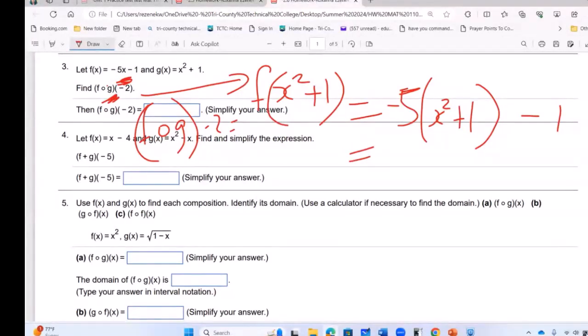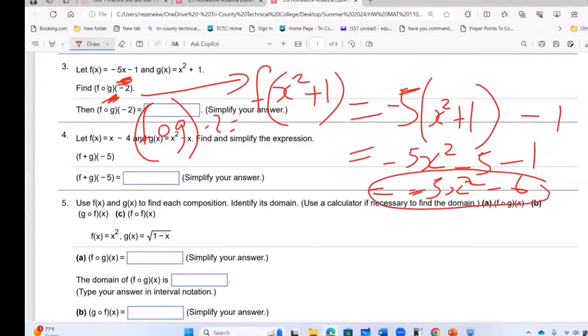I'm going to tidy up what I just did. I'll distribute -5 into the parentheses, minus 5x squared. -5 multiply 1, I have -5. Then there's a -1 outside. Collect like terms together. I have -5x squared minus 6. Therefore, f composed of g of x is this. Let me just write this so you know.